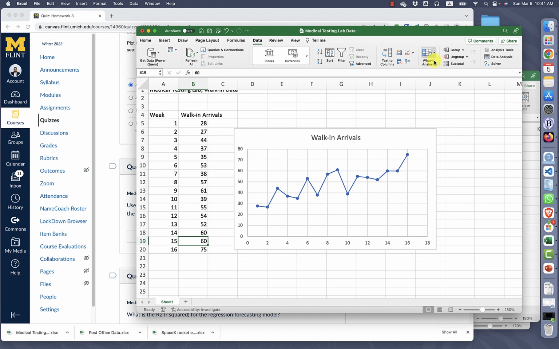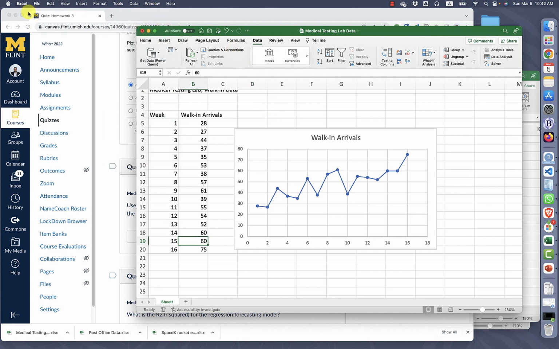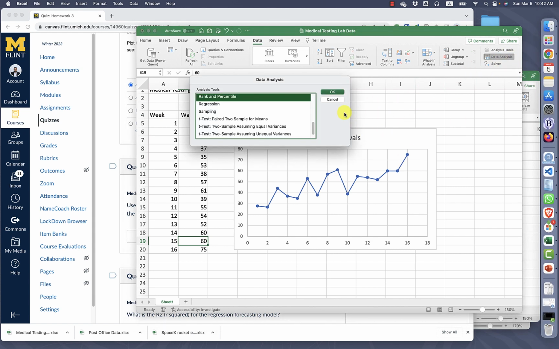In any case, if you can't find the Data Analysis button in the Data tab, just Google how to enable Analysis ToolPak in Excel on Windows, or on Mac if you're on a Mac, and you will find a lot of tutorials online. I've shown it to you for Mac: go to Tools, Excel Add-ins, and on Windows you go to File, Options, and then Add-ins and Excel Add-ins. You hit the Go button and select the Analysis ToolPak. Okay. So once you have the Data Analysis button, you go there.